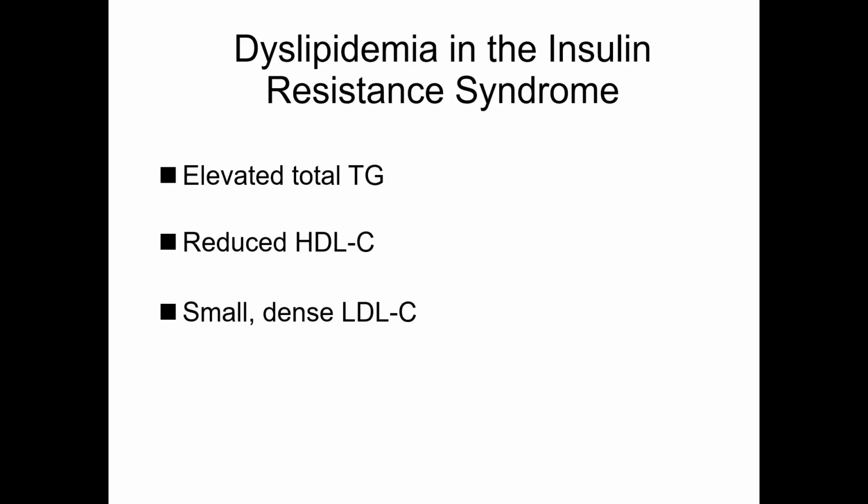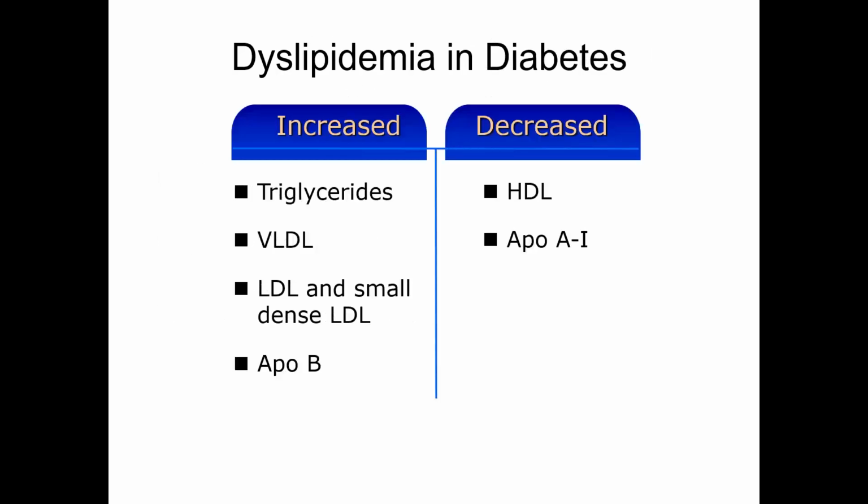Dyslipidemia is referring to elevated total triglycerides, reduced HDL, and an increase in small dense LDL. So here we can see a list of what's increased and decreased. Increased would be triglycerides, VLDL, LDL, small dense LDL, and ApoB. What's decreased is HDL and ApoA1.